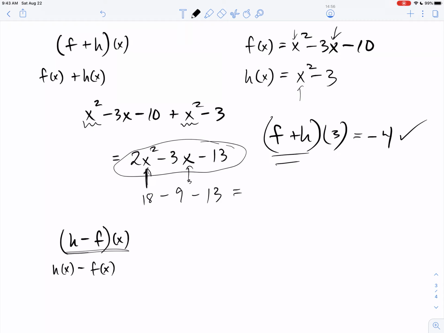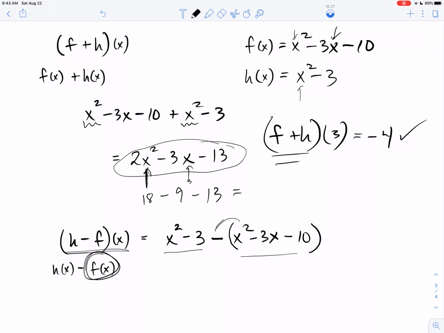h minus f. Well, h says, I am h. I am going to take away this guy. But here is where people mess up. If I'm taking away all of f, that means the whole thing is getting taken away. So I don't want to forget parentheses. This is h taking away f completely. So the negative gets distributed. It's like having a little -1 out front getting distributed.